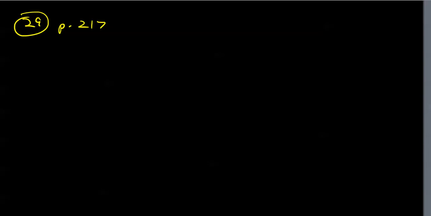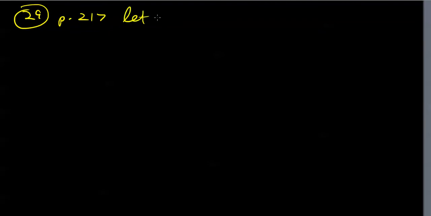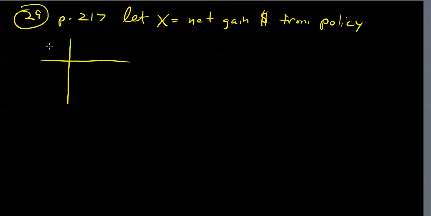Alright, so let's see. I'm going to construct a probability distribution for the net gain this man would have from the insurance policy. So let me assign the random variable. I'm going to say let x equal the man's net gain in dollars from this policy. Well, there's two values of x based on whether this man lives or dies in the year of the policy.